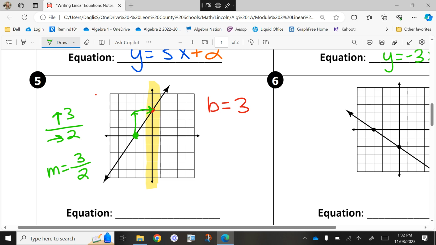All right, so how do we write this equation? y equals 3/2 x plus 3. Wait, plus 3. That's the b. Yep. We move plus where we hit the y axis.